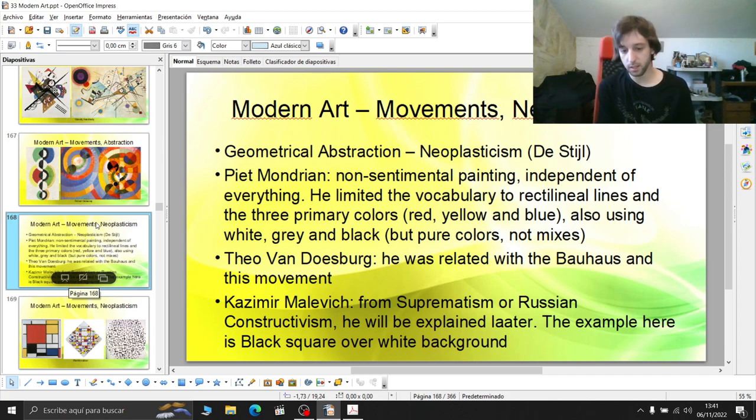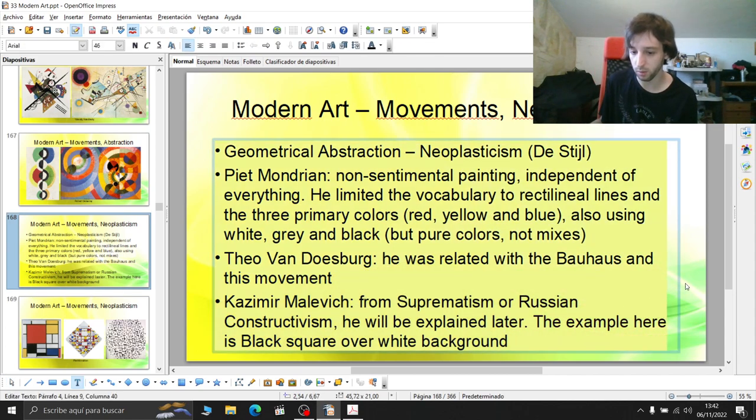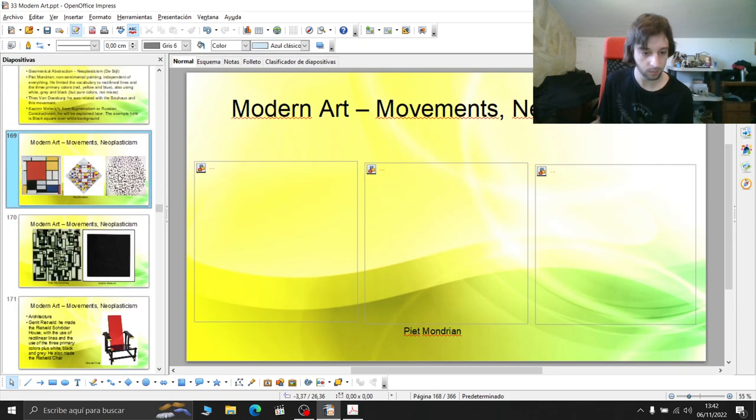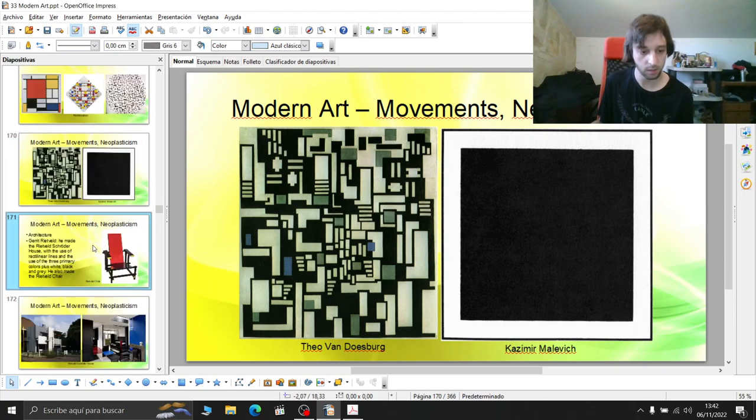Neoplasticism, geometrical abstraction, De Stijl. Piet Mondrian: non-sentimental painting, independent of everything. He limited the vocabulary to rectilinear lines and the three primary colors, red, yellow, and blue, also using white, gray, and black, but pure colors, not mixes. Theo van Doesburg was related with the Bauhaus and this movement. And then Kazimir Malevich from Suprematism or Russian Constructivism, who will be explained later. The example here is a black square over a white background. Piet Mondrian, Theo van Doesburg, and Kazimir Malevich.